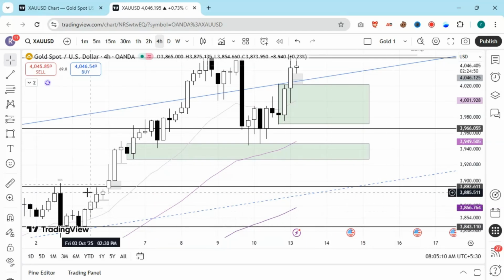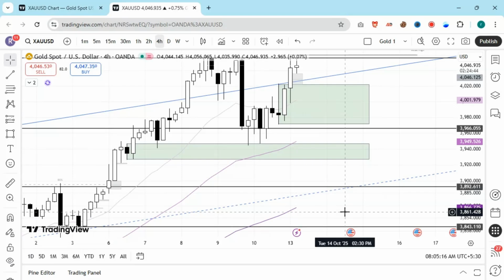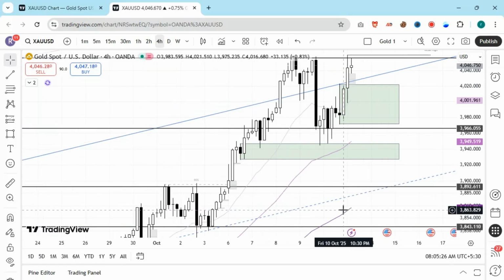If the price comes down there, that could be a major trend reversal. Therefore, we have to wait and see what happens when it happens and readjust our zones later.